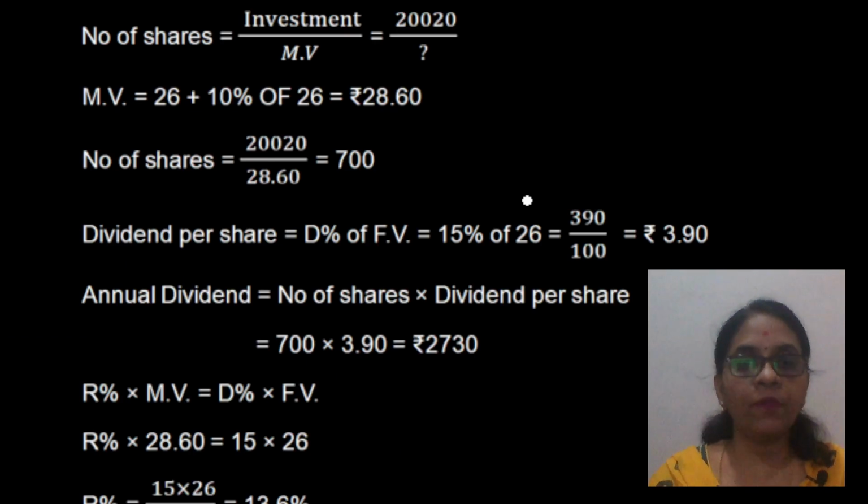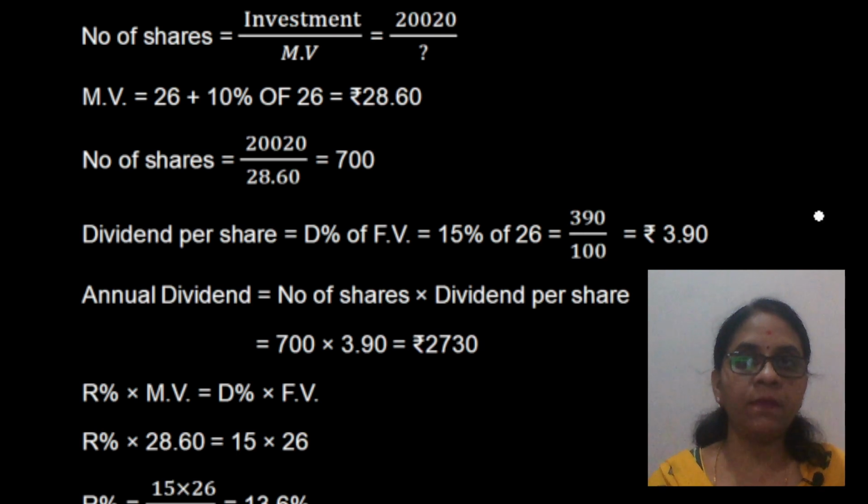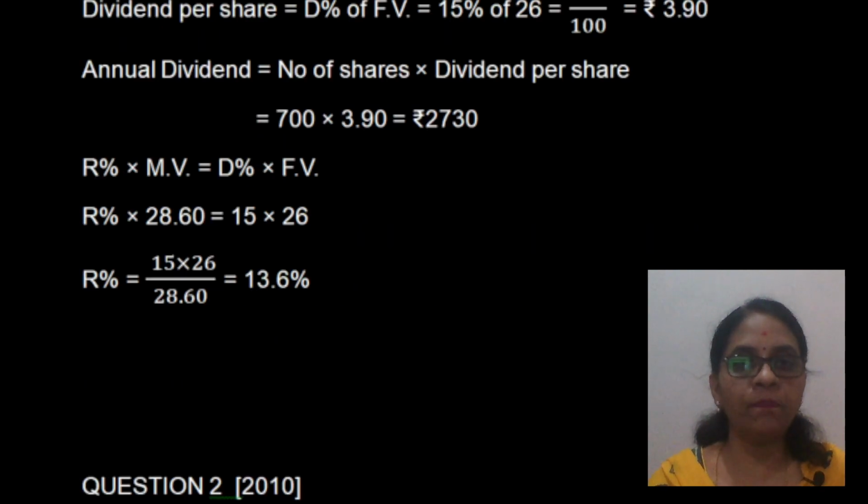Number of shares is investment by market value. Since we do not know the market value, I showed it with a question mark. That's how you get into your sum. So what is the first step? To find the market value. The market value we don't know directly, it is given in the form of premium percentage. So we find the market value as 26 plus 10%, or 110% of 26. Then the number of shares. Then it is always important to find the D per share to get to know the annual dividend, and the last, R% into MV is D% into FV, which is 13.6.